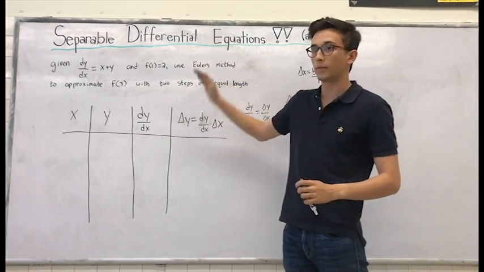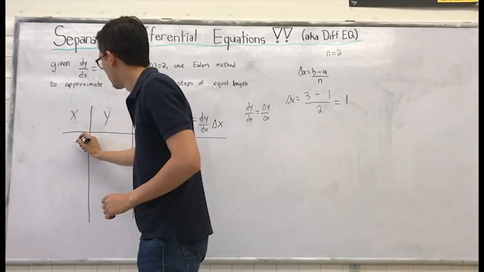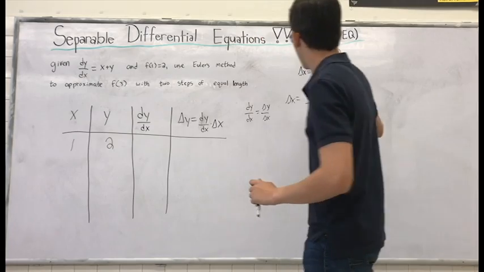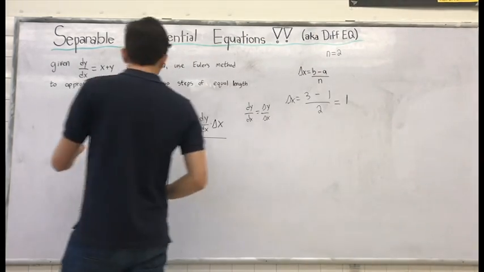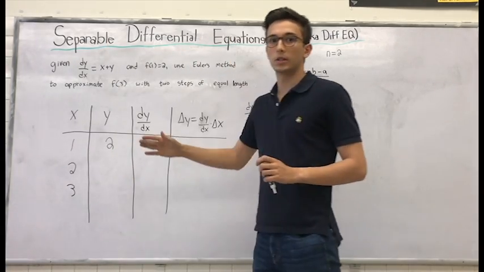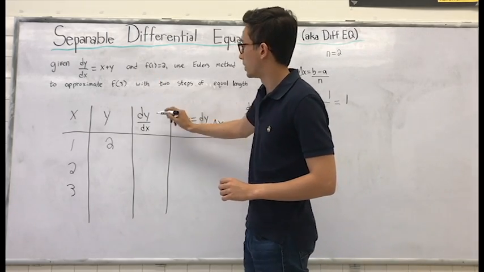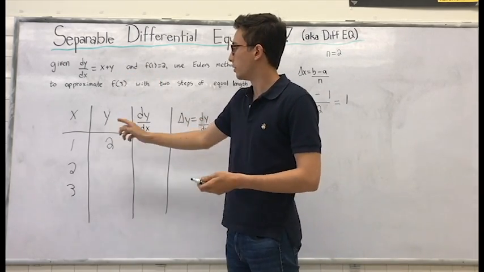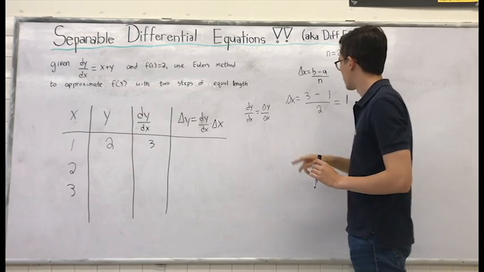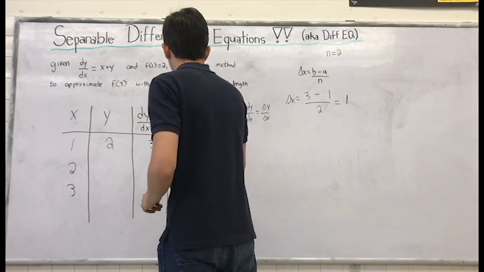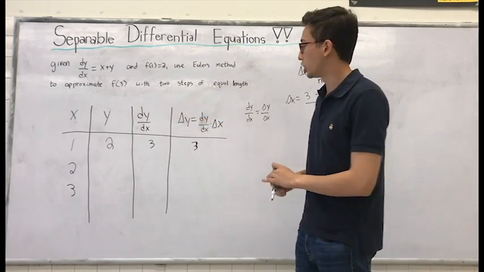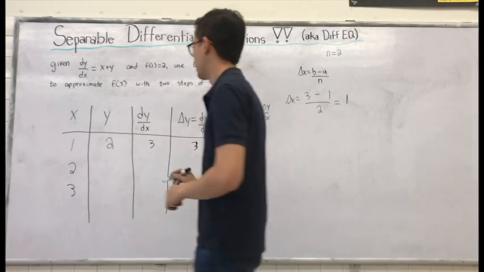And so with that in mind, I'm going to start to fill in the table. We're starting at x equals 1, then our y value is 2. And we want 2 steps of equal length, and our change in x that we found earlier is 1. So we're going to go from 1 to 2 to 3. And so now I'm going to start to fill in the rest of the table accordingly. And so we have our equation for dy dx is equal to x plus y. So 1 plus 2 gets us 3. And then we're going to multiply this dy dx by our change in x. And so 3 times 1 gets us 3, my bad. And so what that's saying is that we're now going to add this to our y. So our change in y becomes 3. And so 2 plus 3 gets us to 5.